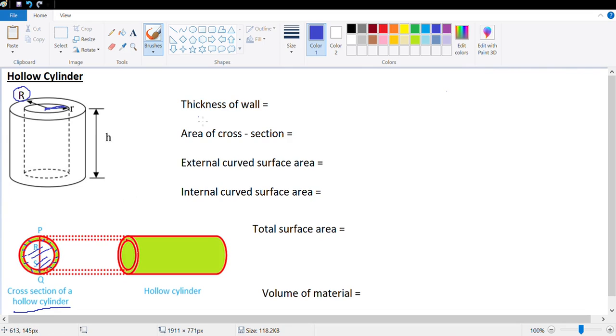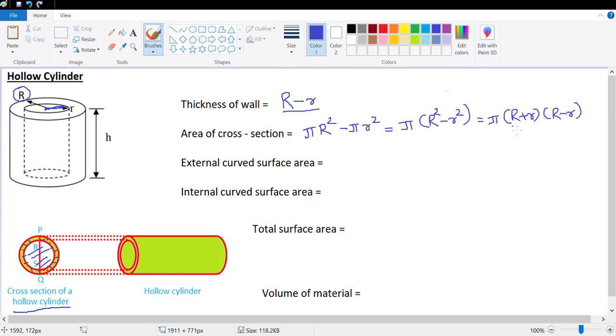So let's look at certain formulas for a hollow cylinder. Thickness of the wall will be equal to the radius of the big cylinder minus radius of the small cylinder. So it will be capital R minus small r. Area of cross section, like I said, will be the area of the bigger circle, which would be pi R square, minus area of the smaller circle, which is pi small r square, which can be written as pi (R square minus r square). In case a question comes which has slightly difficult numbers, we can also write this as pi times (R plus r) multiplied with (R minus r), because x square minus y square is equal to (x plus y) into (x minus y).